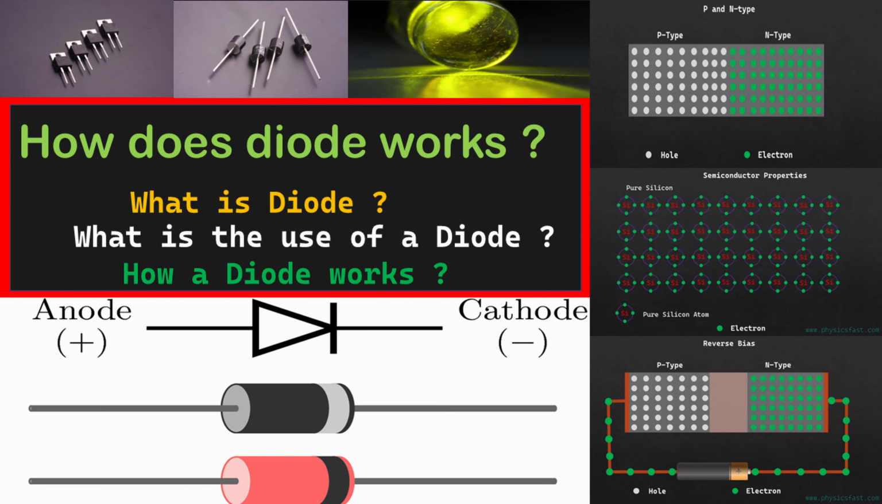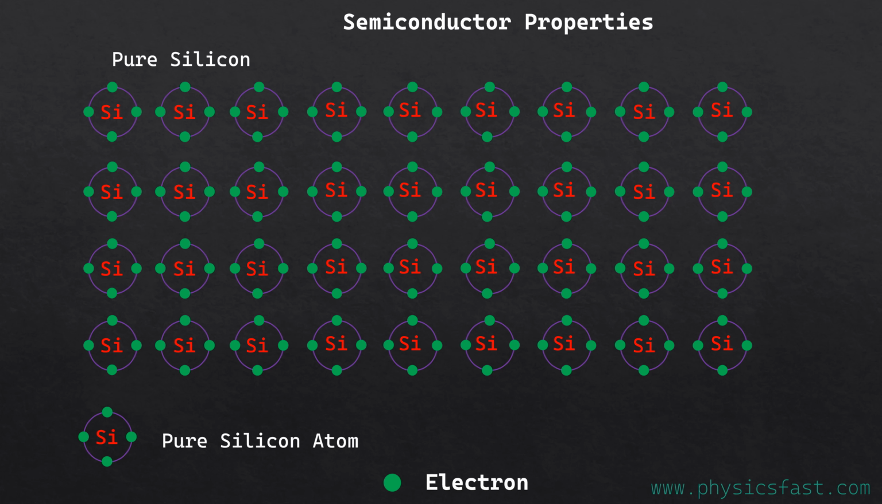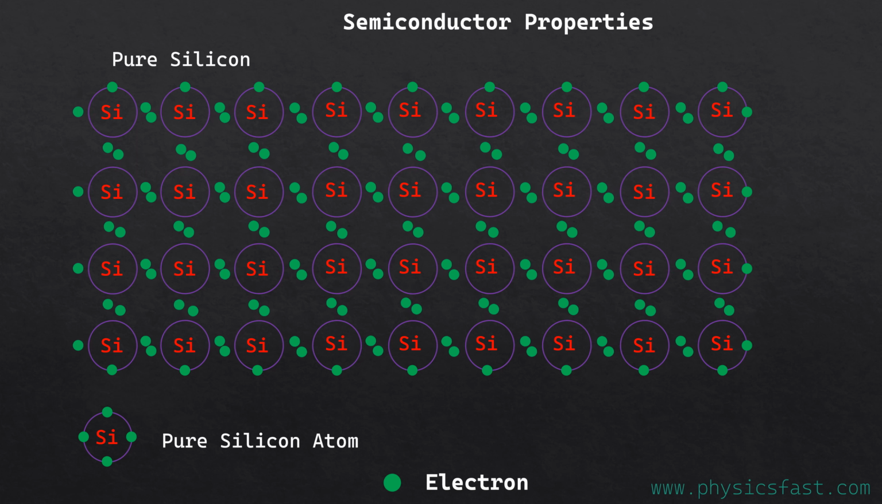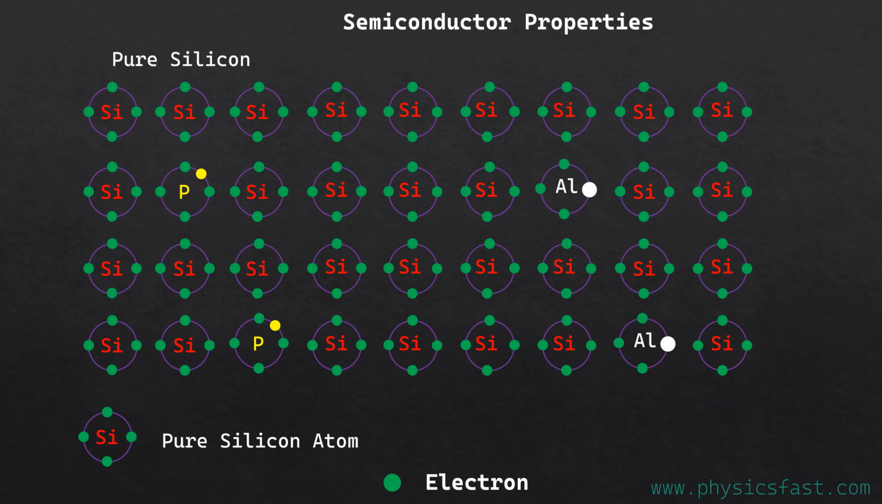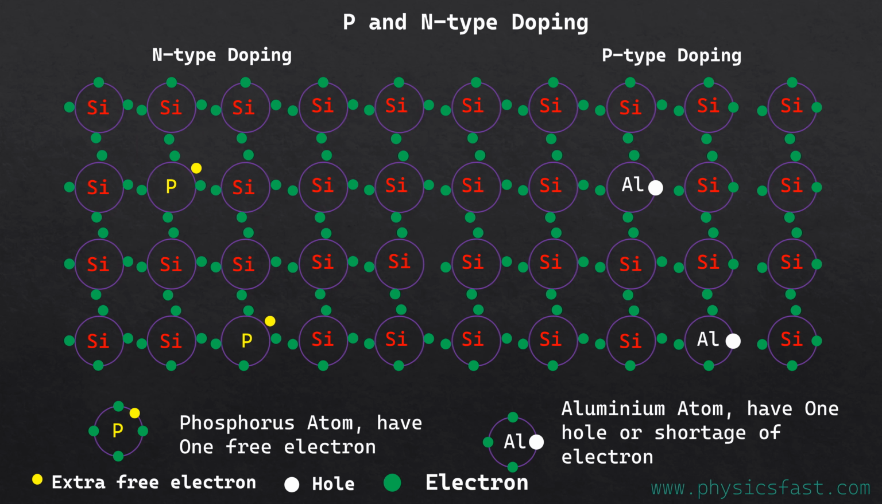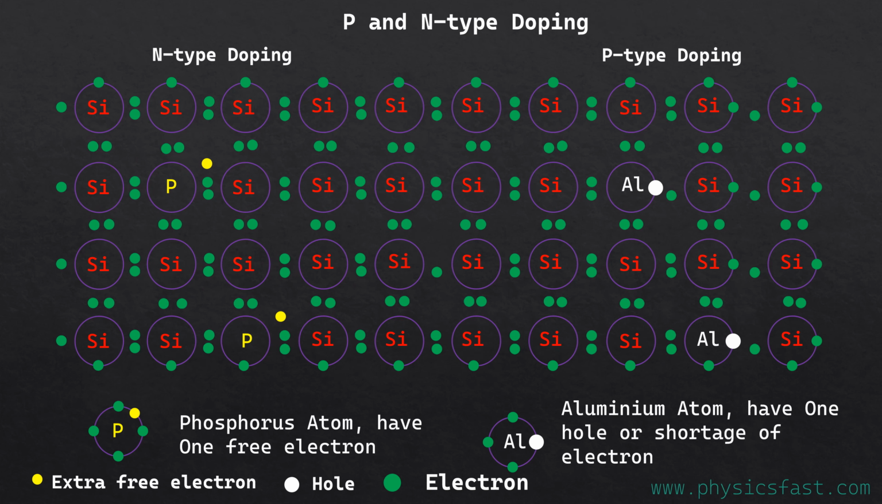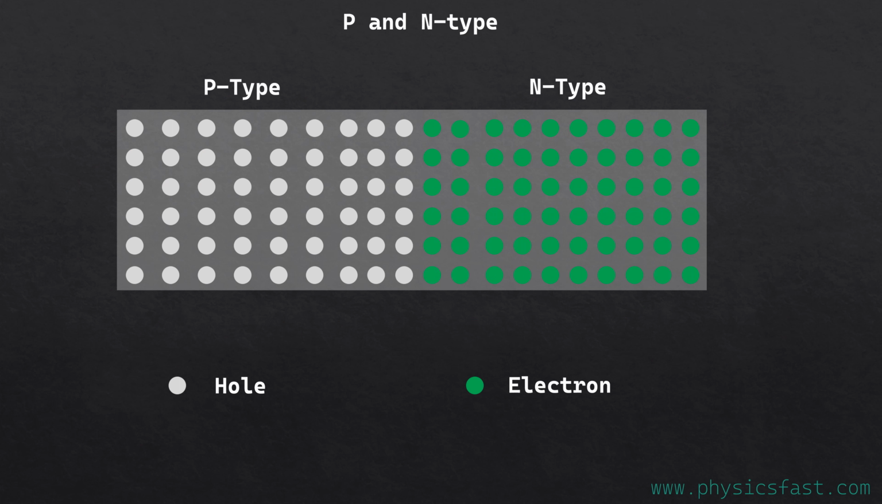We already discussed in a previous video how P-type and N-type semiconductors form. So for better understanding, you have to watch the video on how a diode works. The link is given in the description box. Pure silicon has almost no free electrons. So pure silicon is mixed with a small amount of another substance to get free electrons or holes. This process is called doping. Doping can be of two types: P-type and N-type doping.